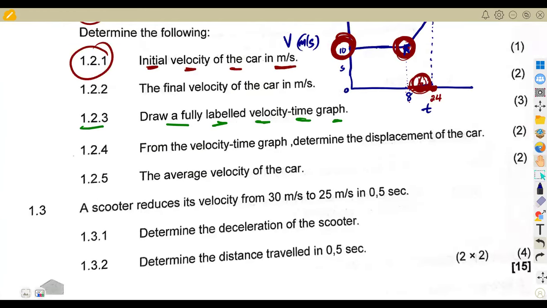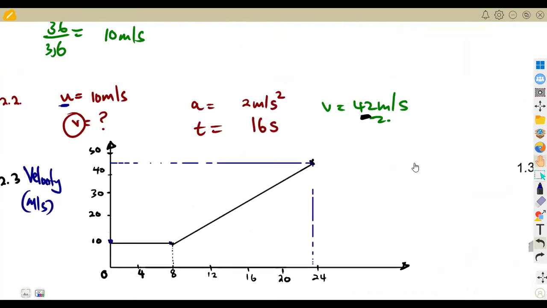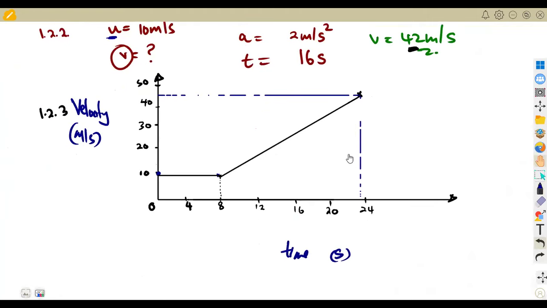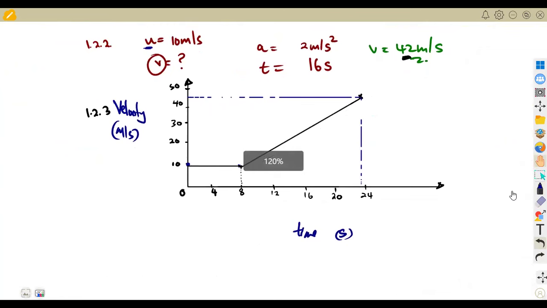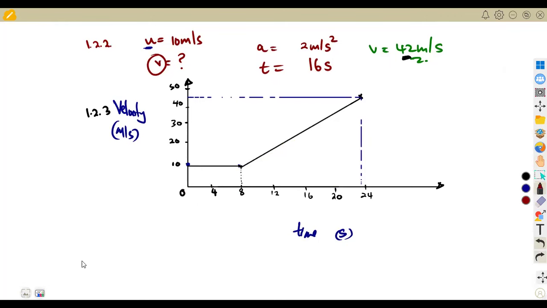Then they are saying from the graph that we just drew, from the velocity time graph, determine the displacement of the car, 2 marks. The displacement is simply equivalent to the area under the graph. This is the displacement for the whole journey. Even if they give you a speed time graph, then they ask you to calculate the distance, you simply calculate the area, all right? So the displacement is simply equivalent to the area under the graph.